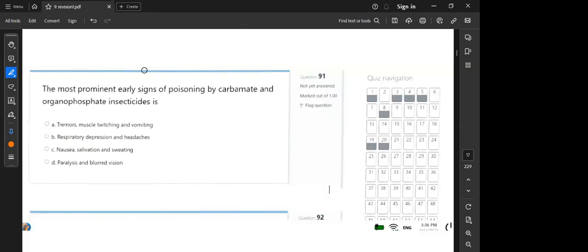Here are the prominent early signs of poisoning. I think the answer is C. Nausea, vomiting, and salivation. Okay.